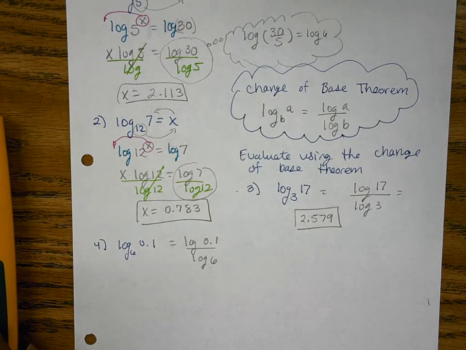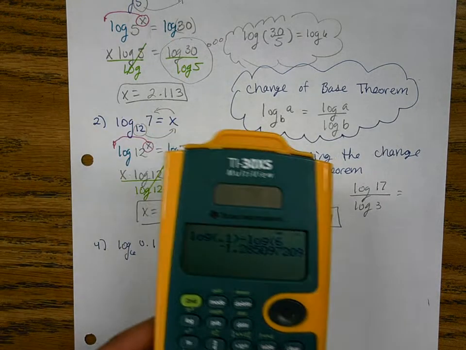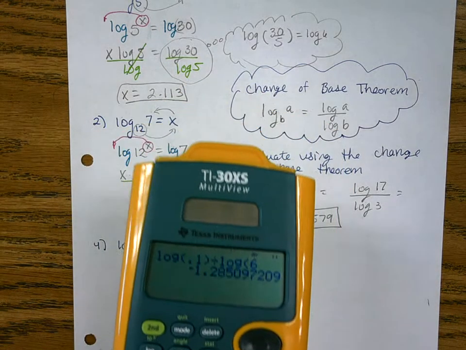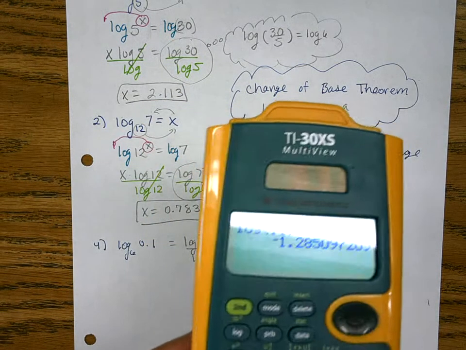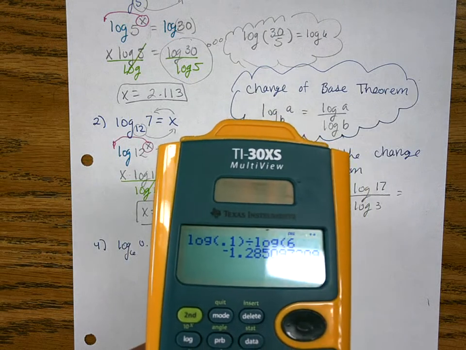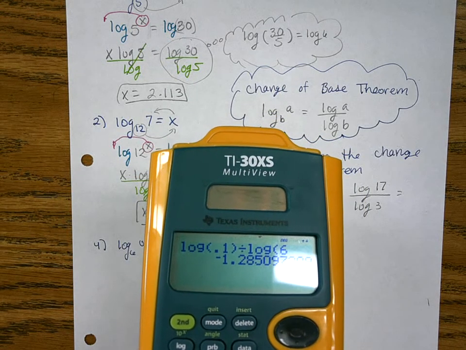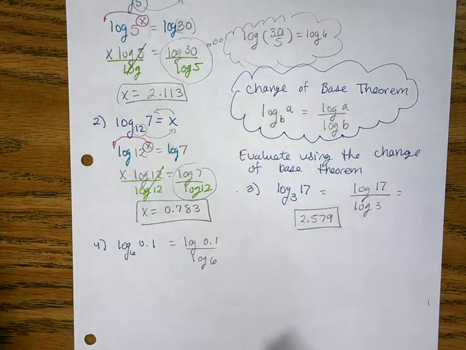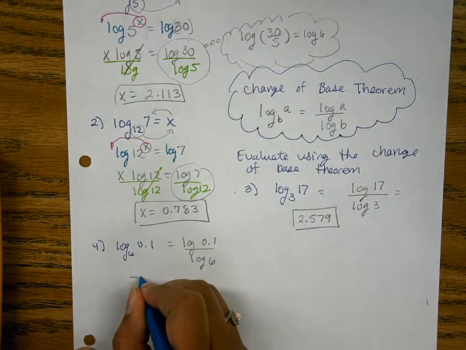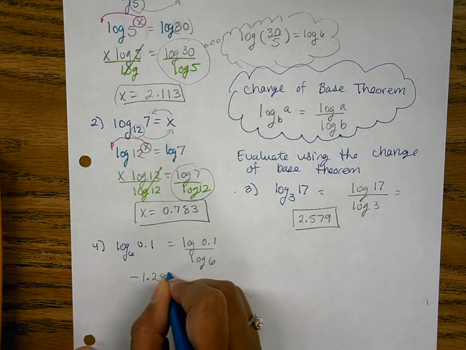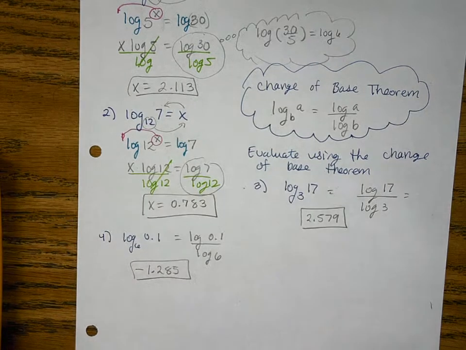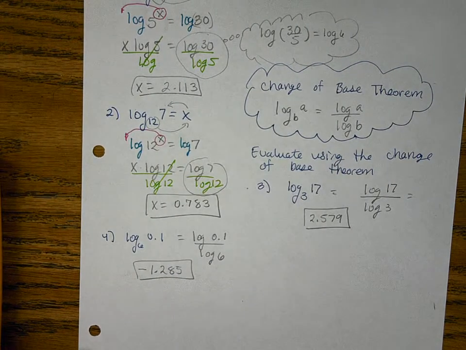And to 3 decimal places should give you negative 1.285. Log of 0.1 divided by log of 6 equals, and there's your decimal. It does come out to be a negative number, and that's okay. Negative, what was it, 1.285.